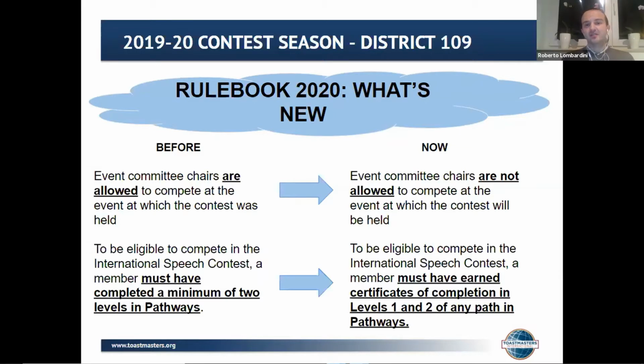This year, they stated that if you are a chair for something in an event, a division, area, or district conference, you can't compete at that event. So, for example, the registration chair for the district contest can compete until the division contest and then stop there.